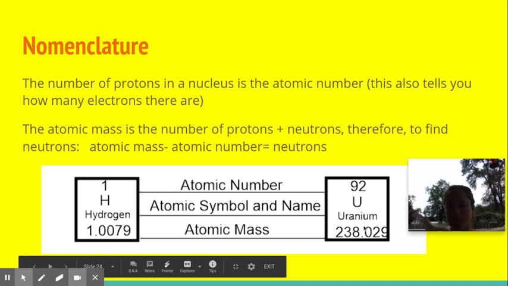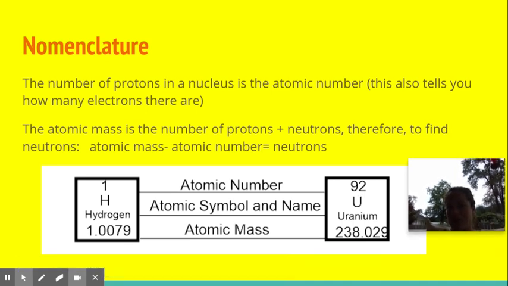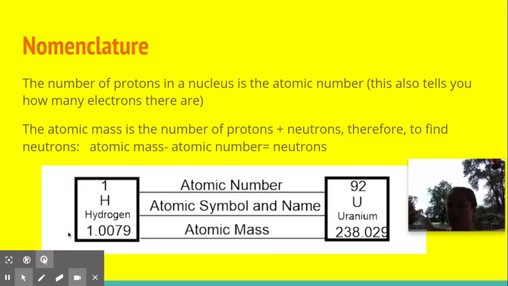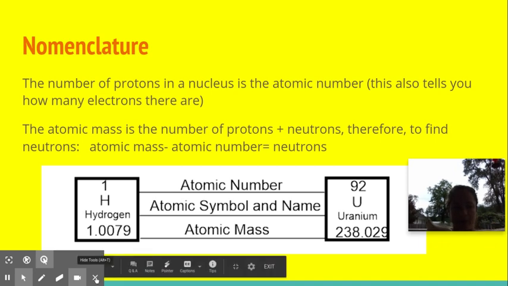Uranium, on the other hand, you would subtract 238 minus 92, and you would find the number of neutrons for uranium, which would be more than 92. So for a lot of the elements, the number of neutrons is either double the number of protons or greater than the number of protons.